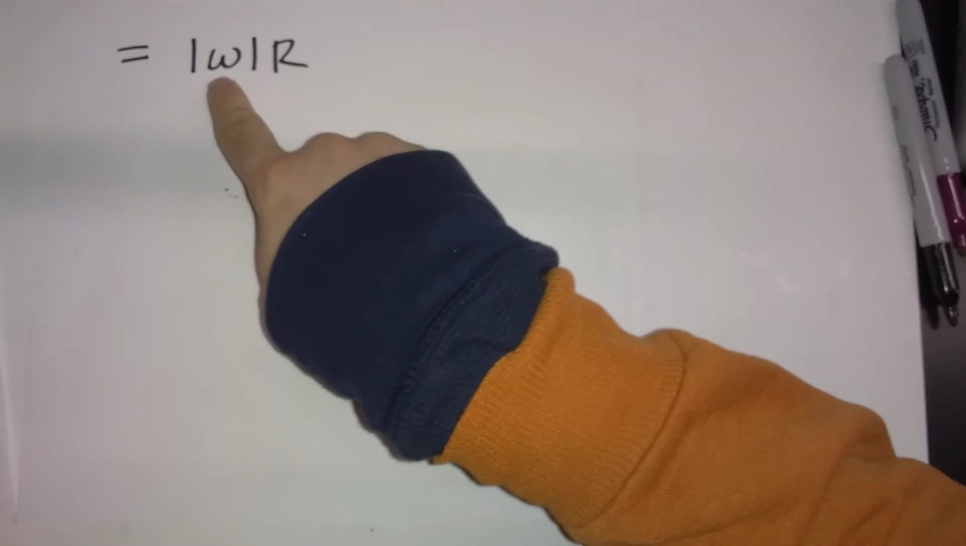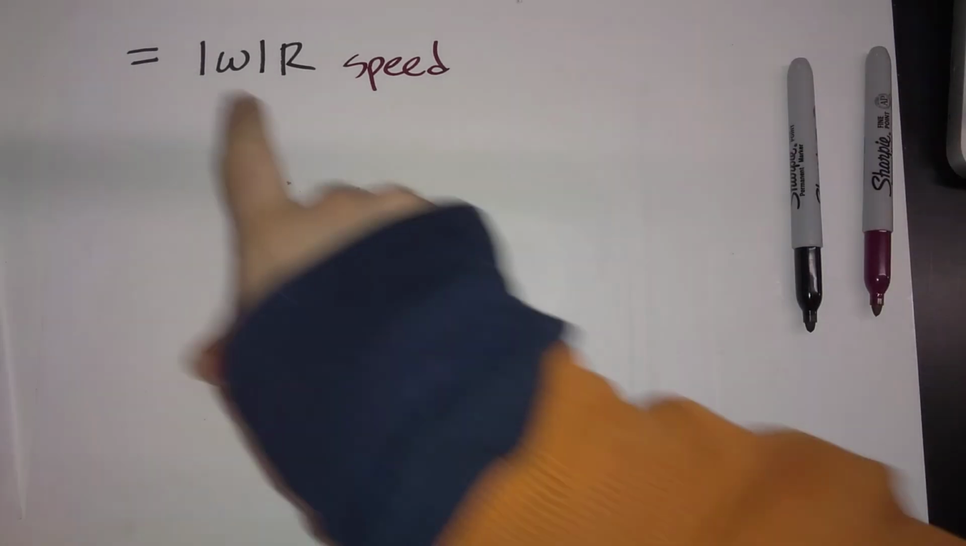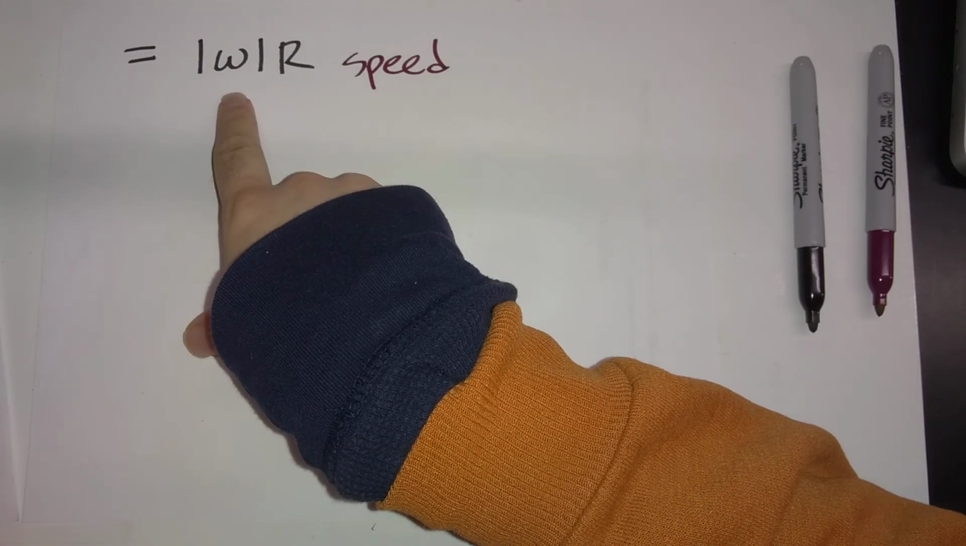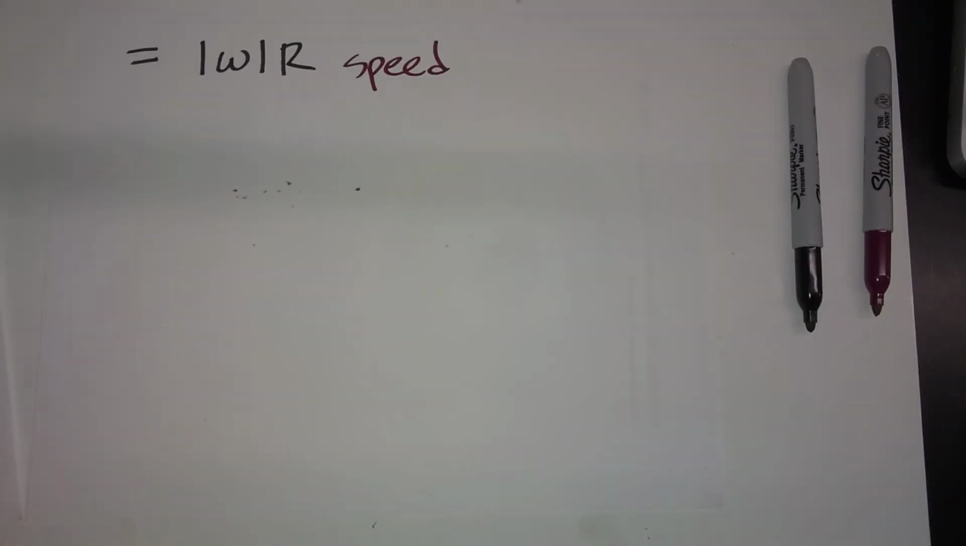So here we see the speed. How do we find the overall speed if we know the angular velocity? We just take the absolute value of it in case it's negative, and then multiply by the radius. So the angular velocity and the speed are proportional to each other. That's the moral of the story here.